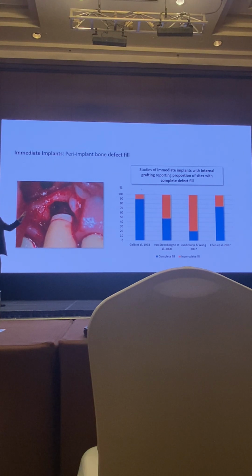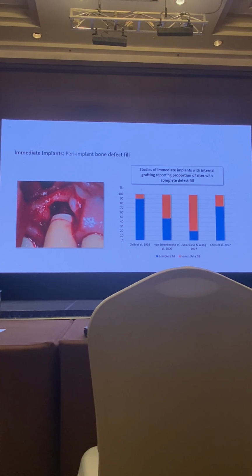All these sites are grafted. Internal grafting of the extraction sockets. And you see in the blue, complete fill. And you see in the orange, incomplete fill. How many percentage of the sites with incomplete fill? So the incomplete fill ranged from 10% in the David Gelb study down to 80% incomplete fill in the Wang study, Hongmei Wang study, with one of his postgraduate students in 2007.